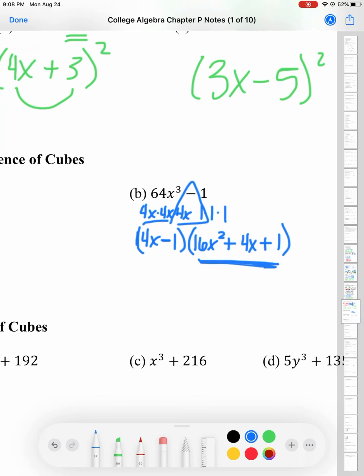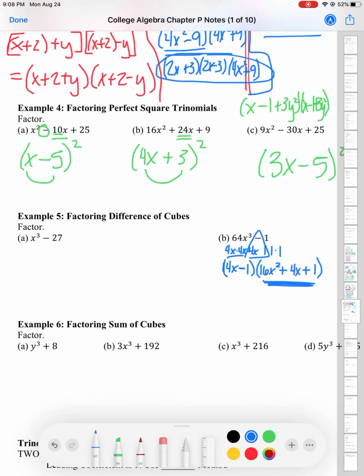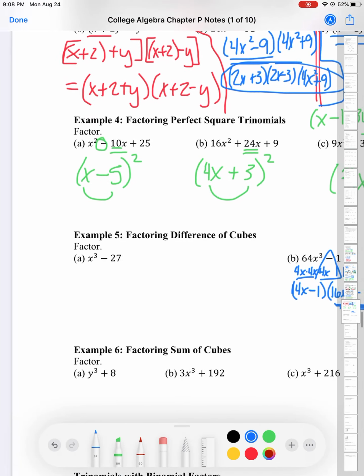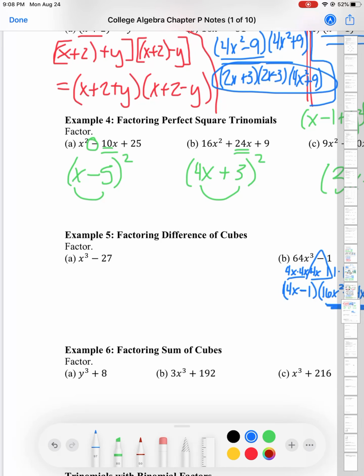And remember, the trinomial that results when you factor a sum or difference of cubes can never be factored further. So hopefully you pause me and try A, but your answer should be x minus 3 times x squared plus 3x plus 9.